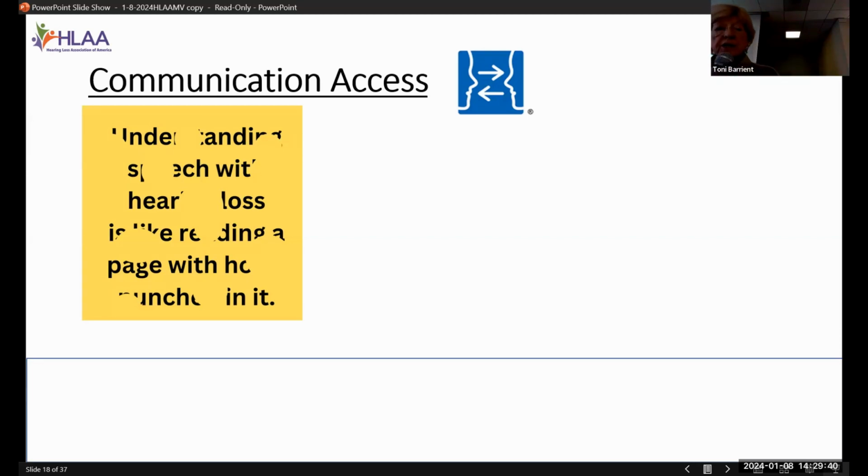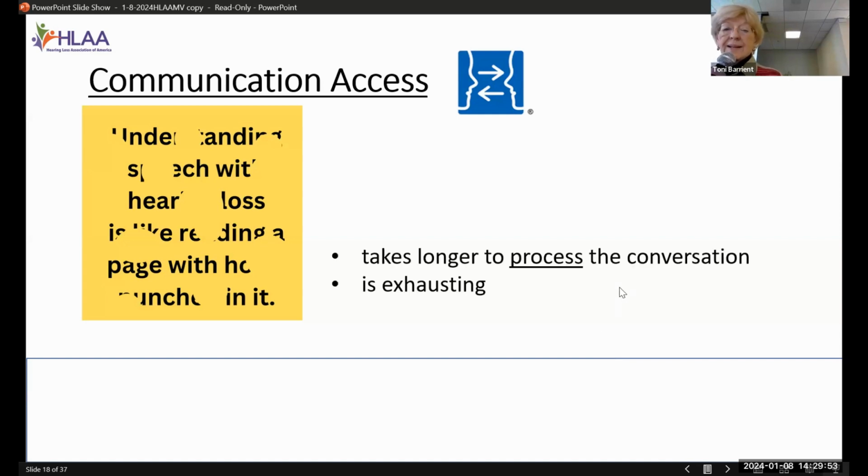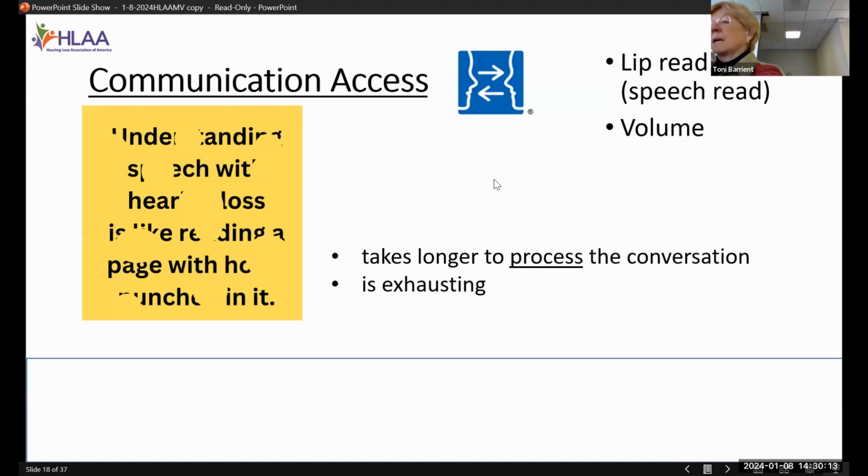So it says understanding speech with hearing loss is like reading a page with holes punched in it. It takes longer to process the conversation and it is exhausting. You probably experienced that. So lip reading helps. Turning up the volume sometimes helps, sometimes it's not helpful. Asking for clarity, sometimes just asking somebody to speak slower, they will speak clearer. And captions are always helpful.